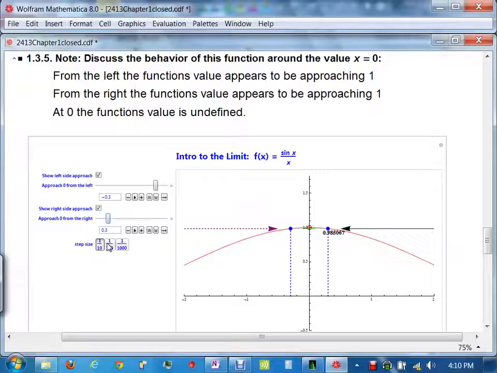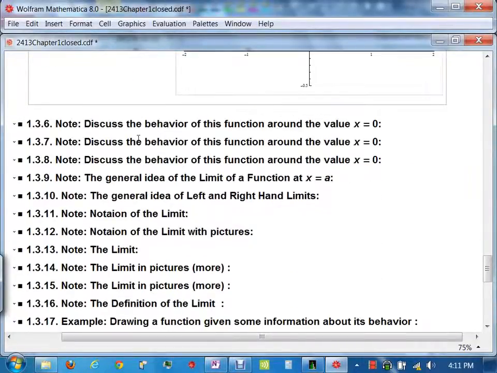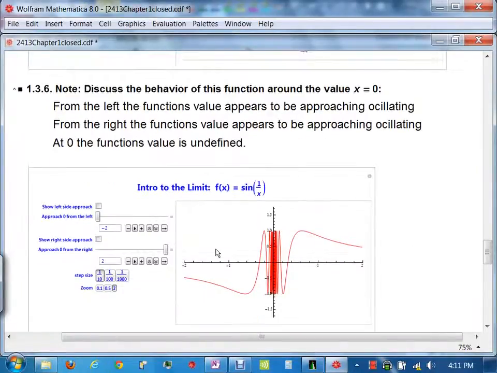But what's happening at 0? At 0, what does it look like is there? A hole. Again, what's sine of 0? 0 divided by 0, you get undefined. So our function should have a hole in it. Do you think you're getting the idea?